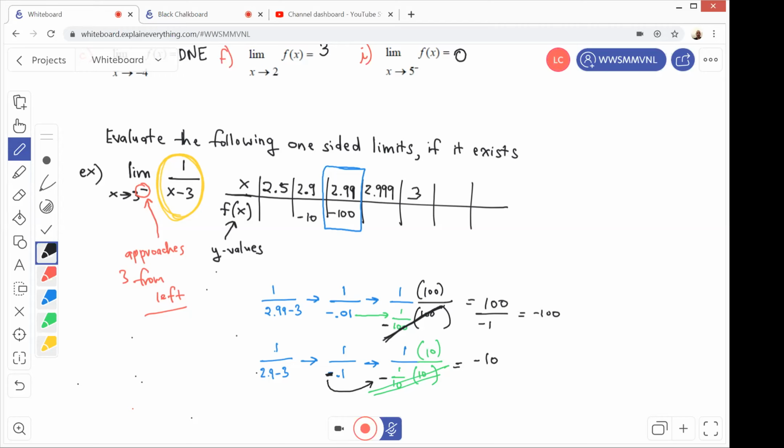So one last example. If we have the original function 1 over x minus 3, but instead of x, it's 2.999 minus 3. Type that into your calculator. 2.999 minus 3 is going to give me negative 0.001.